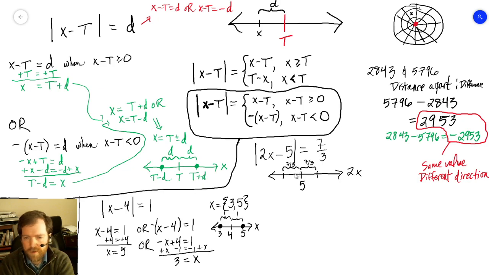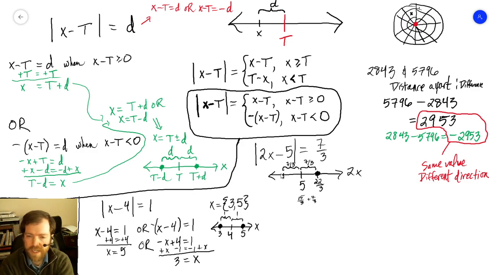All right, so then what we're going to do is say, what is 5 plus 7/3? Well, 5 is 15/3. So plus 7/3 this way is going to be 15 plus 7 is 22. So 22/3 going up. And we want the points that are exactly that distance away. So 22/3 is one of our solutions for this.